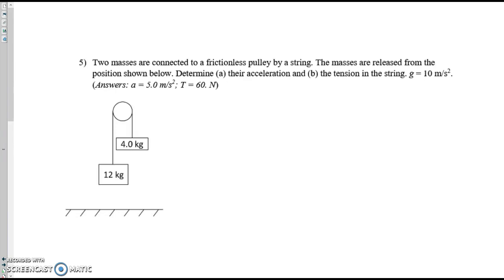We have an Atwood machine, 2 masses connected to a frictionless pulley by a string. They are released from the position shown. Determine the acceleration and the tension in the string. First, we draw the forces on the objects.